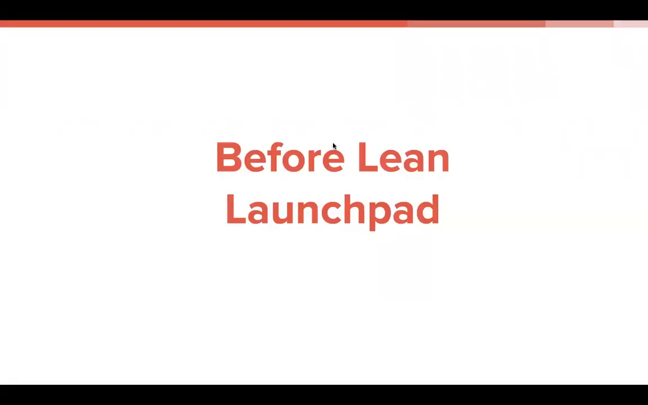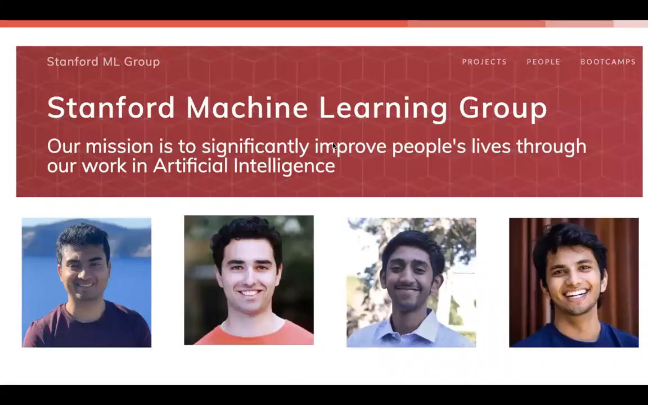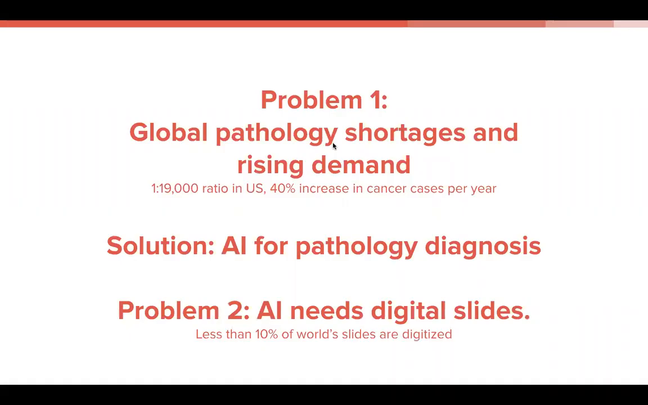To understand the story of GloFlow, it's important to start before Lean Launchpad. We were a group of students in Stanford Machine Learning Group working on AI problems in healthcare, and pathology was a space that caught our eye. We saw that there was a global shortage of pathologists and a rising demand due to the increasing number of cancer cases. We thought the solution was to build AI to scale the ability of a pathologist.